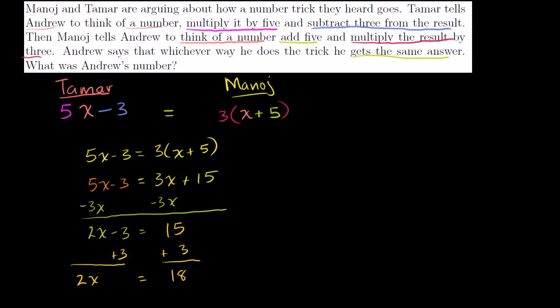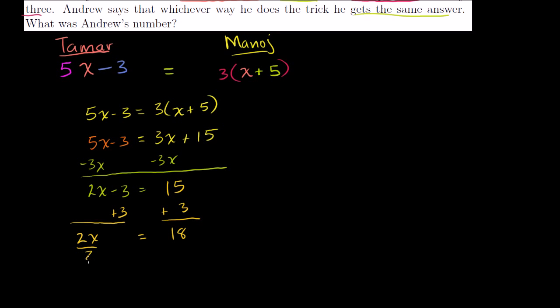And then you divide both sides by 2. And you get x is equal to 18 over 2, or 9. So in either situation, Andrew was thinking of the number 9.